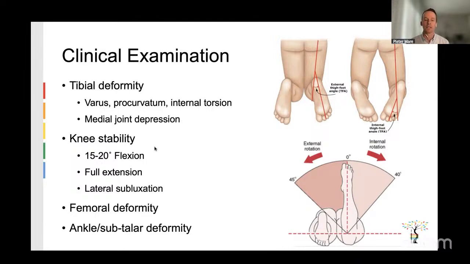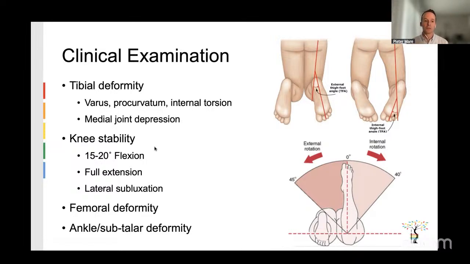Internal torsion is assessed by the intermalleolar axis, and medial joint depression is examined by looking at knee instability, which is checked both in 15 to 20 degrees of knee flexion, as well as in full extension. And with advanced instability, the knee instability may be visible as lateral subluxation during the stance phase of gait.